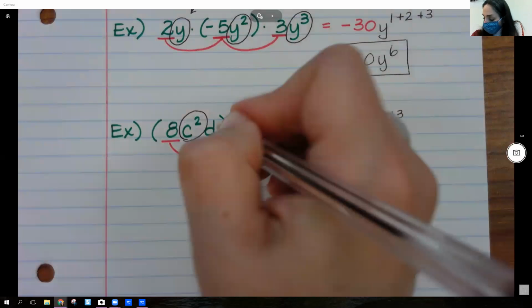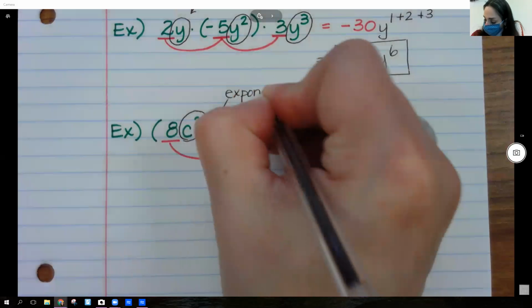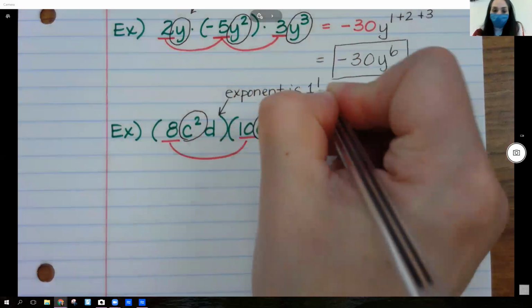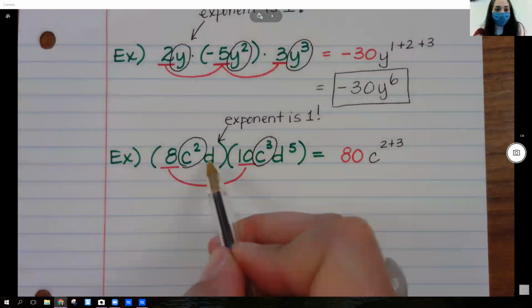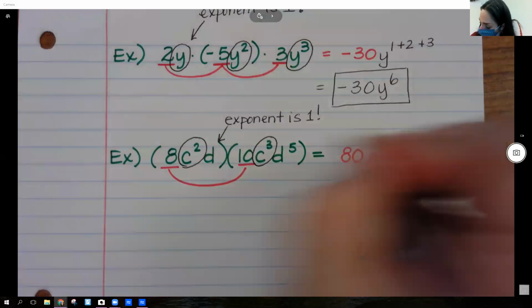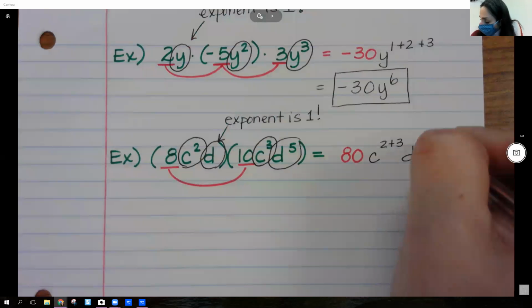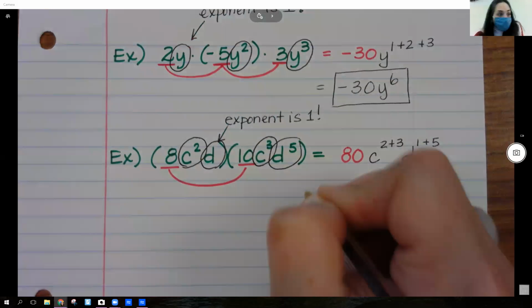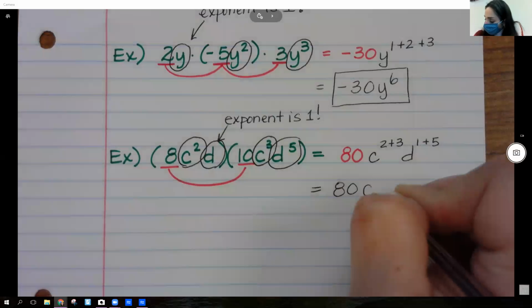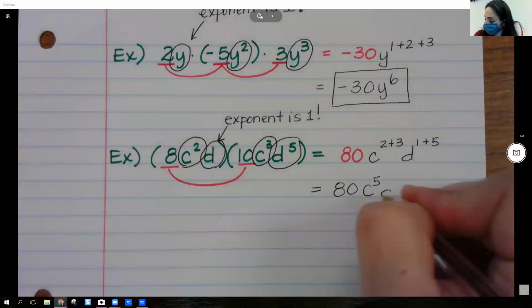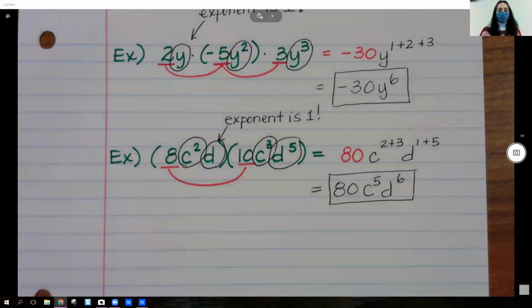And then remember, this D right here has an exponent, which is 1. I hope I didn't catch any of you on that one. We just talked about that in the last example, and you had it again. So this is going to be D to the 1 plus 5, like that. So your answer will be 80 C to the 5th, D to the 6th. Okay?